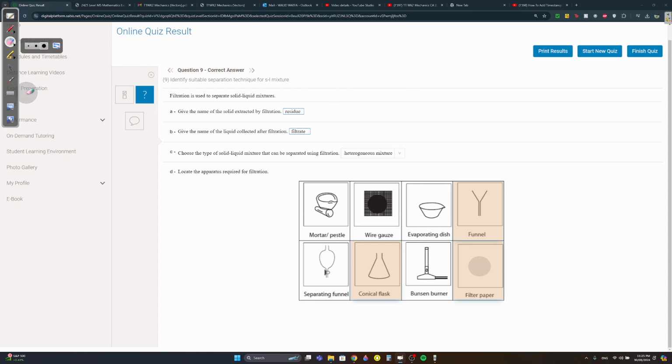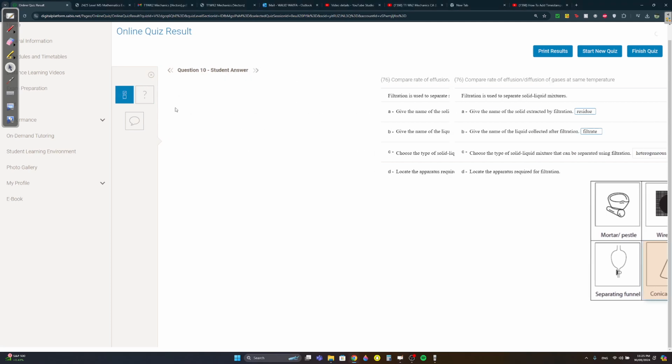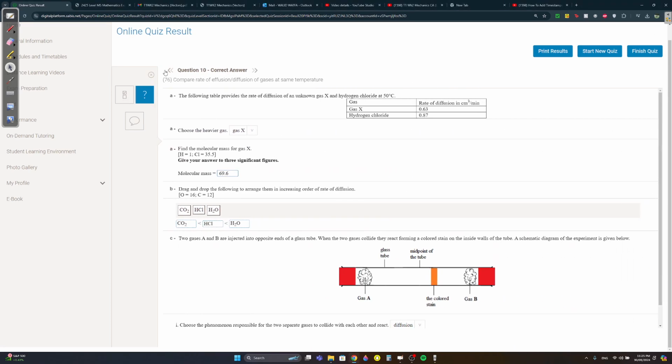Choose a type of solid liquid mixture that can be separated. Of course, any heterogeneous mixture. Homogeneous mixtures cannot be separated using filtration. Heterogeneous mixture is one that has a liquid and solid particles that are not able to dissolve, so they can easily be filtered through a filter paper. Locate the apparatus required for filtration. You're gonna need a funnel, you're gonna need filter paper, of course, and a conical flask, or if they put a beaker, I guess that would work, but conical flask would be preferred.